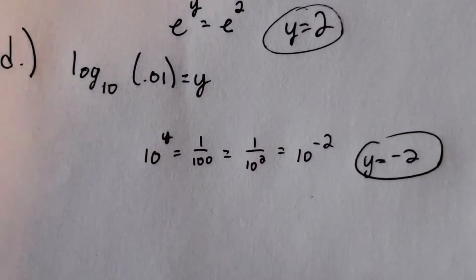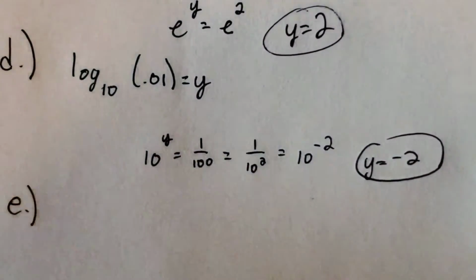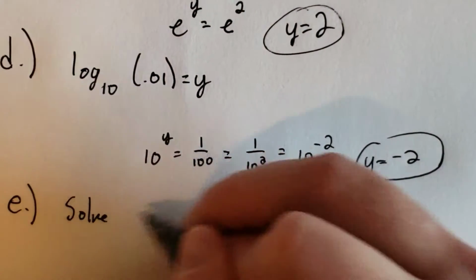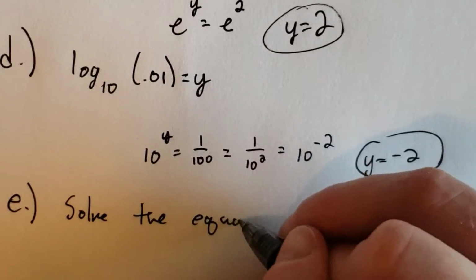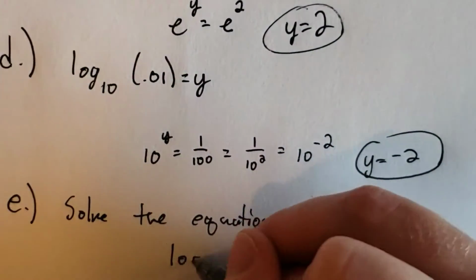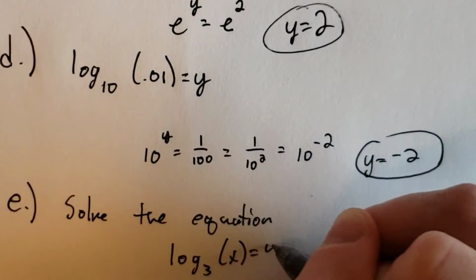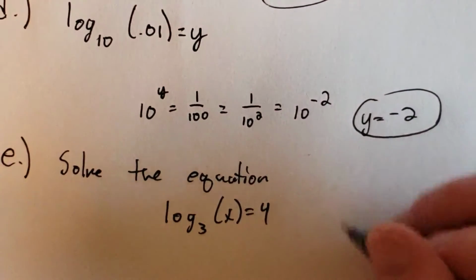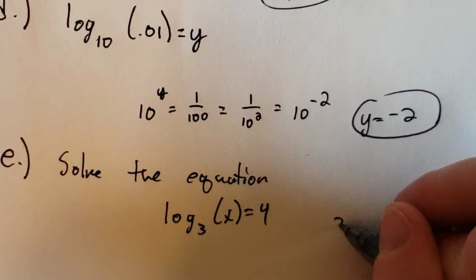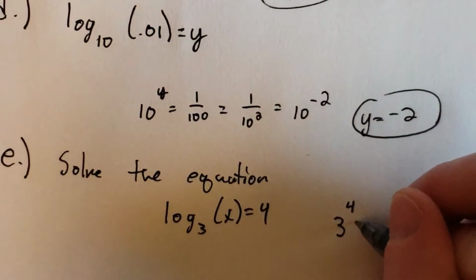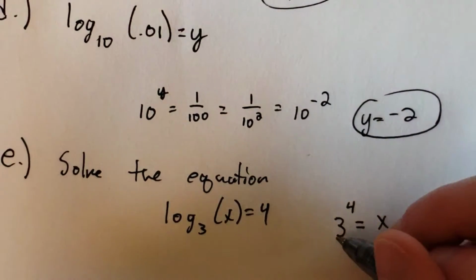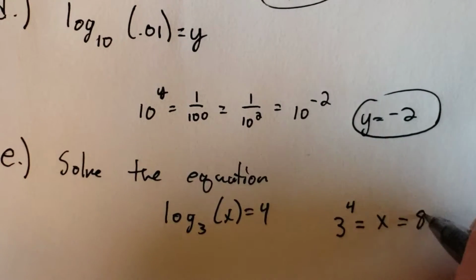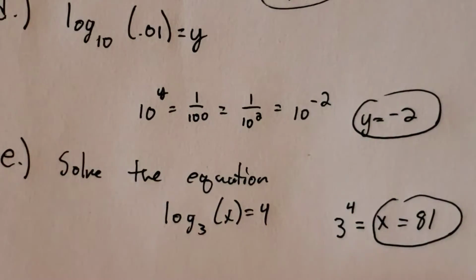I want to do another example that's similar, but not quite the same. So here I want to solve the equation log base 3 of x is equal to 4. We do this just like we did above, and that is to rewrite this as an exponential function. So this is 3 raised to the 4th is equal to x. Well, if we multiply 3 times itself 4 times, we get 81. So here x is 81.